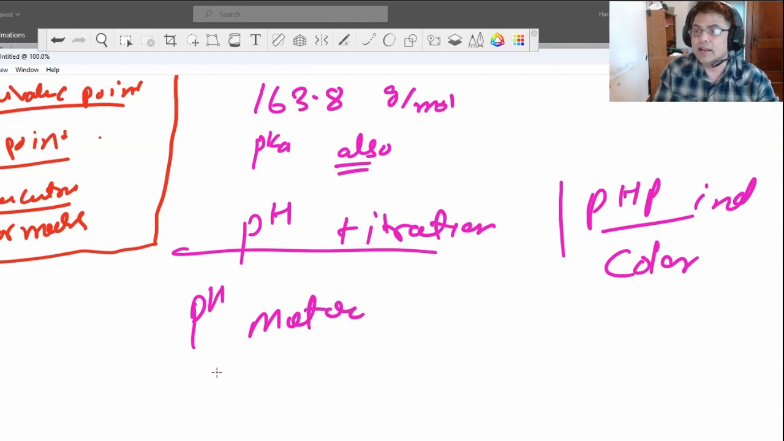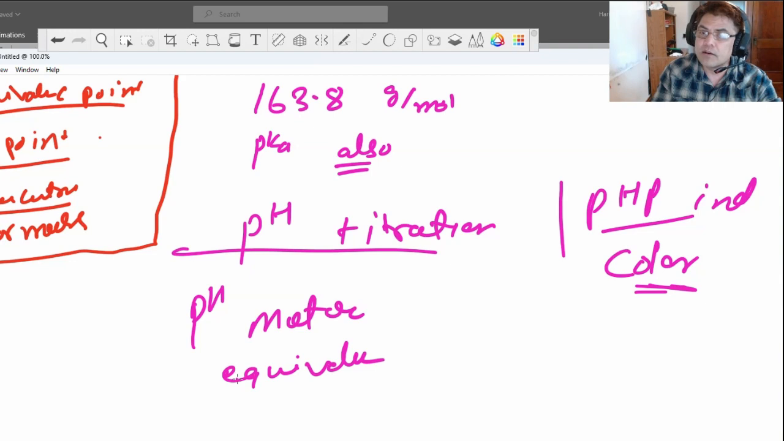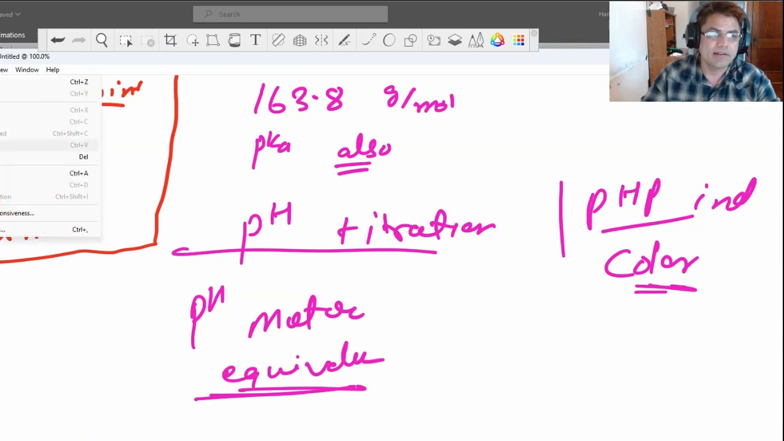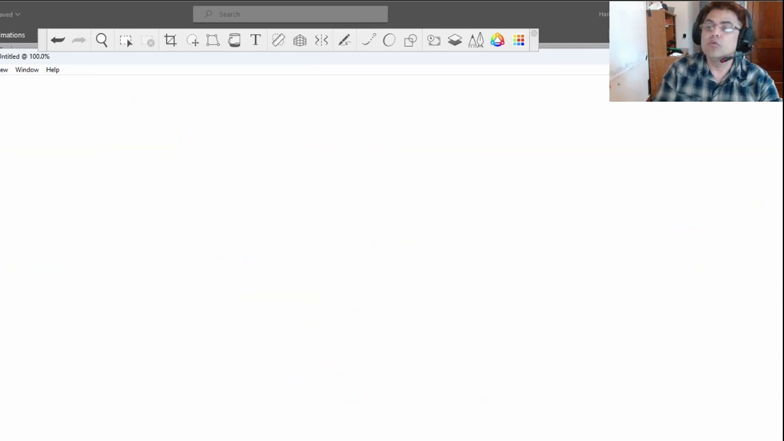You will see the equivalence point. How will you find the equivalence point? Previously the equivalence point was found by color change. Now the equivalence point is found by the pH change. It's the same thing. So when you find the equivalence point, then you will use the Henderson-Hasselbalch equation. And now let's go to how we do the pH titration, and then we will go to the diprotic and triprotic if we have time today.